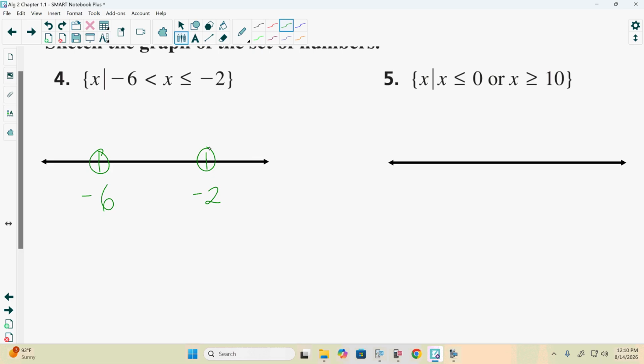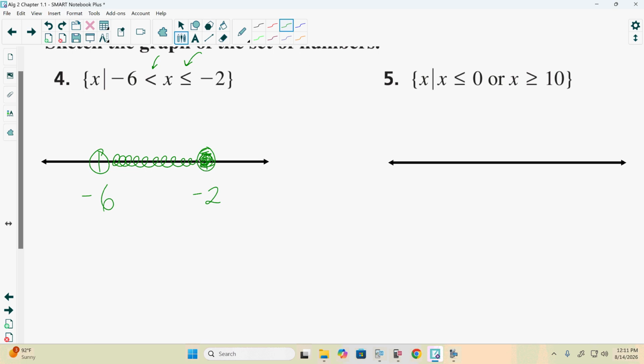-6, is it included? Equal to it? Because if we look here, if we have the equal sign, then yes. But unfortunately, we don't. We just have the less than. So it's going to remain open. How about -2? Yes. We'll fill it in. Where are we shading? To the right of -6 and to the left of -2? Yeah.